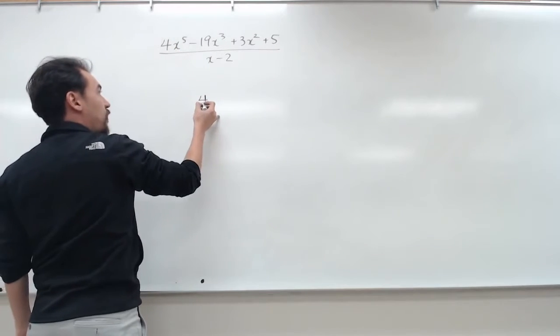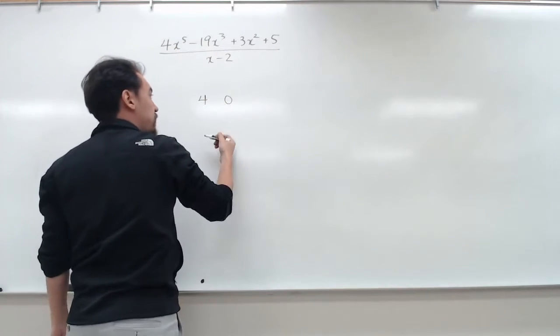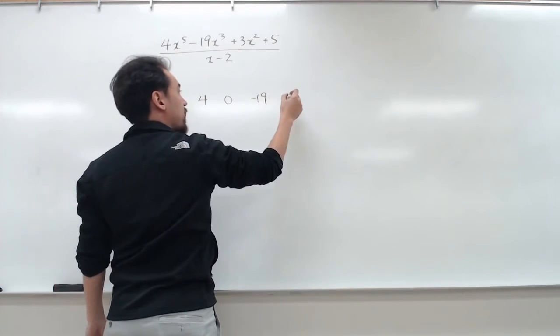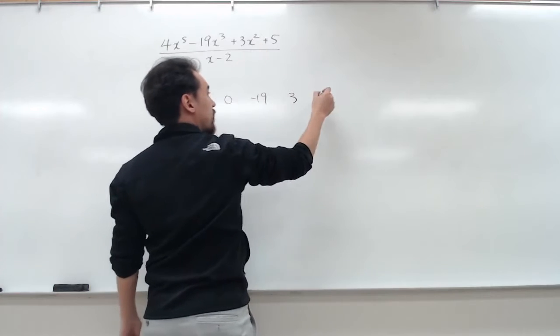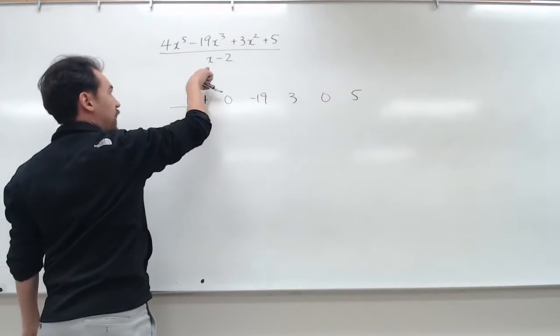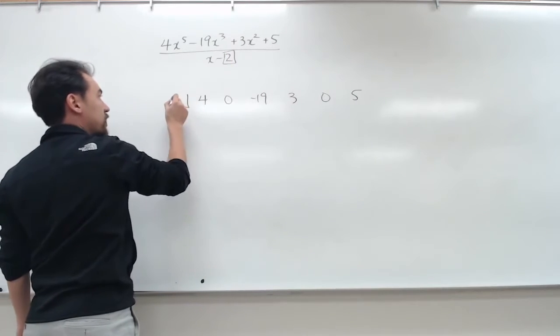Coefficient, first one is 4. Then there's no x fourth, so I have to put a 0, or else I'll have a bad time. Then negative 19. Then positive 3. Then nothing here. And then finally the 5. So in the box, it's x minus 2. So this number right here goes right there.